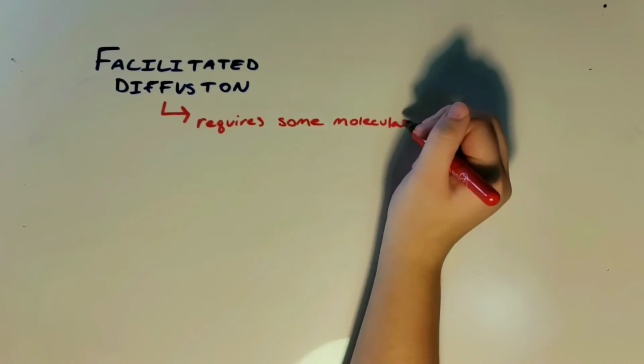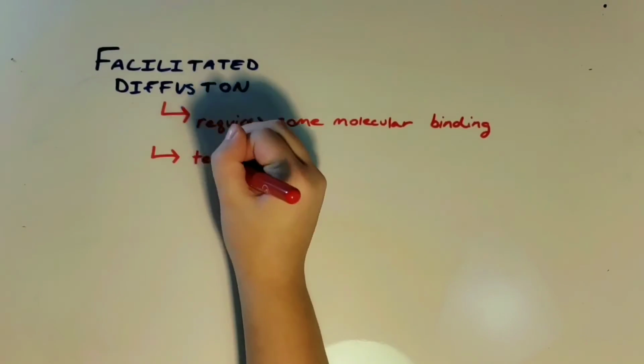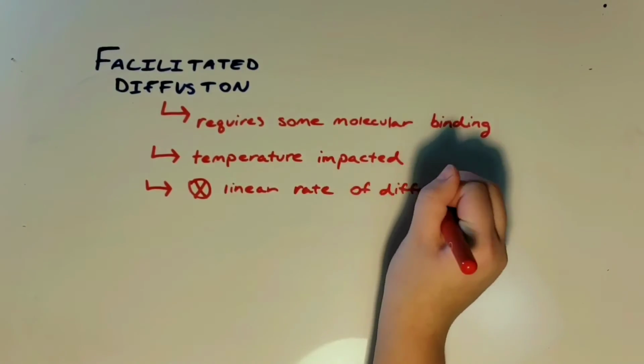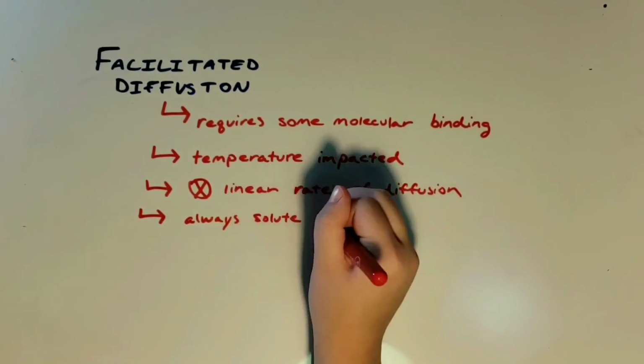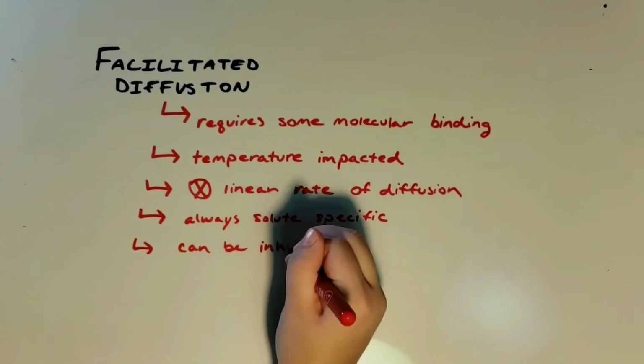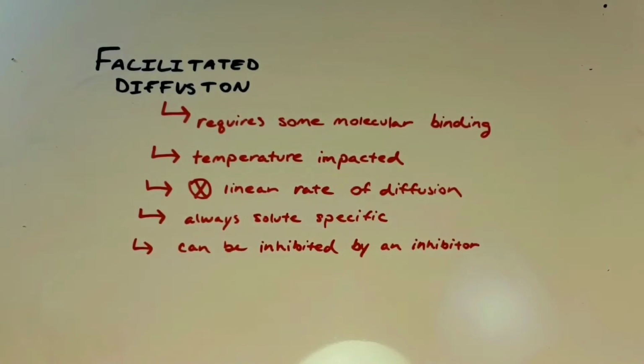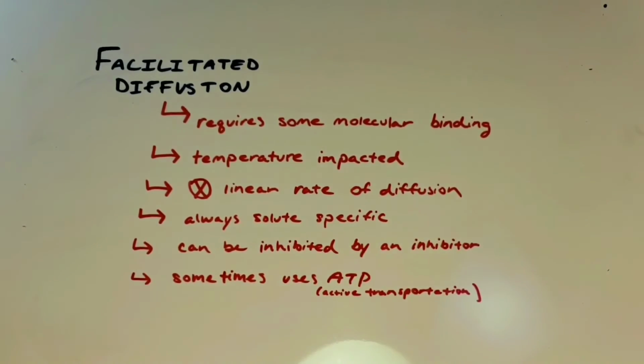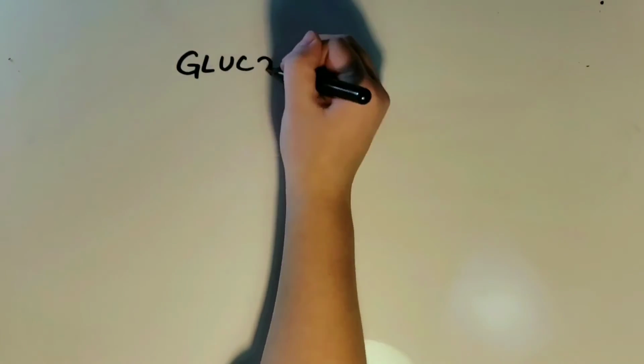It can be impacted by temperature, and the rate of facilitated diffusion is not linear, whereas simple diffusion is. Facilitated diffusion is always solute specific. Facilitated diffusion can be inhibited by an inhibitor, which binds to the carrier molecule. Facilitated diffusion can sometimes be considered an active transport if solute goes against the concentration gradient via a carrier molecule.